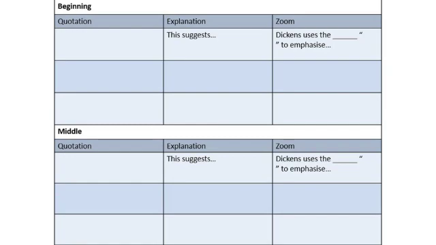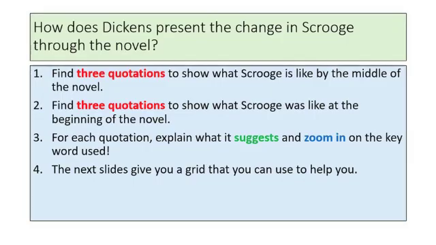So I suggest that you have a box per moment, so box from the beginning, box from the middle. You leave yourself space for 3 quotes, and there's 3 columns, 1 for the quote, 1 for the explanation of what that quote tells us, and then 1 for the zoom, so you're zooming in on an individual word. So these are your instructions. We are looking at the question, how does Dickens present this change in Scrooge to the novel? So you're finding me 3 quotations to show what Scrooge is like by the middle of the novel.